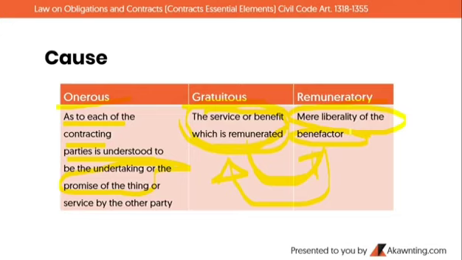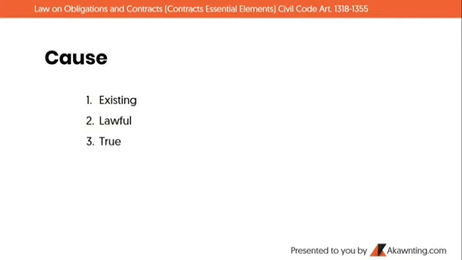Okay, however, in remuneratory, so it is the service or benefit which is remunerated. So meron tayong ibang term na ginamit dyan last time, or which is yung services or benefit already acquired or done, parang ganun, di ba? So, for example, yun nga in a contract of employment, okay, so once na nakapag-render na ng service, okay, so that is the cost kung bakit ka magbibigay or, di ba, magpapasahod, okay? So, those are the three classifications of contracts according to their costs, okay? So, what are the requisites of cost? So, number 1, it must be existing, number 2, lawful, and number 3, it must be true, okay?